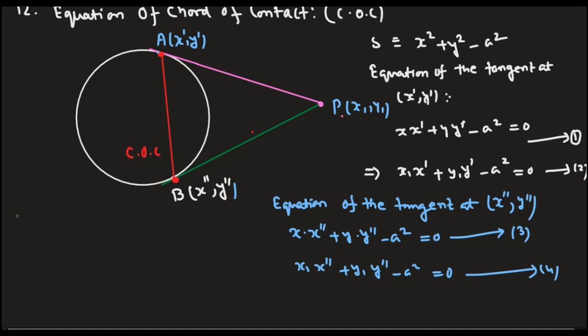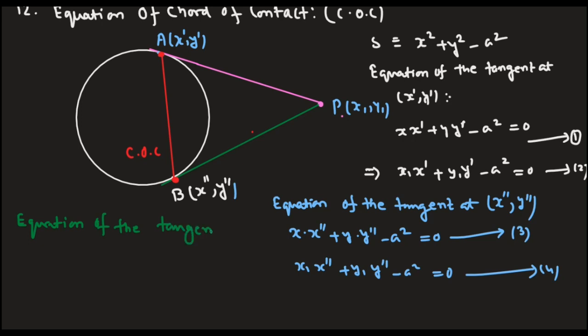Now equation of the tangent at x1 y1. So at the point x1 y1, when we find the equation of the tangent, it will be x x1 plus y y1 minus a square equal to 0. This equation I call 5.